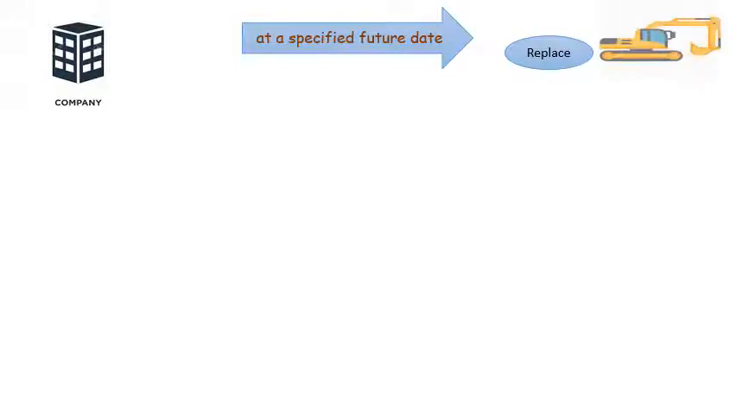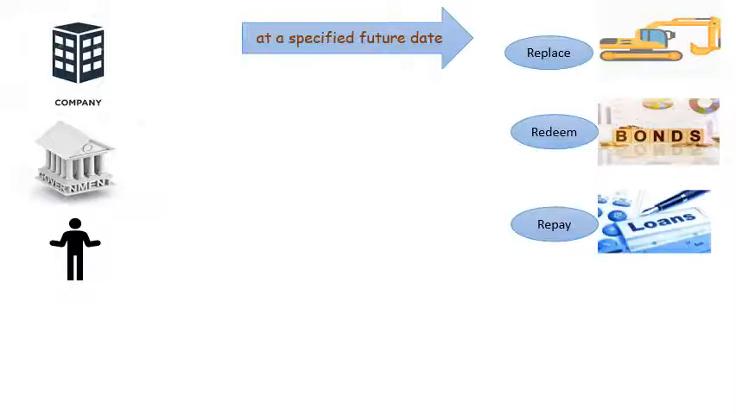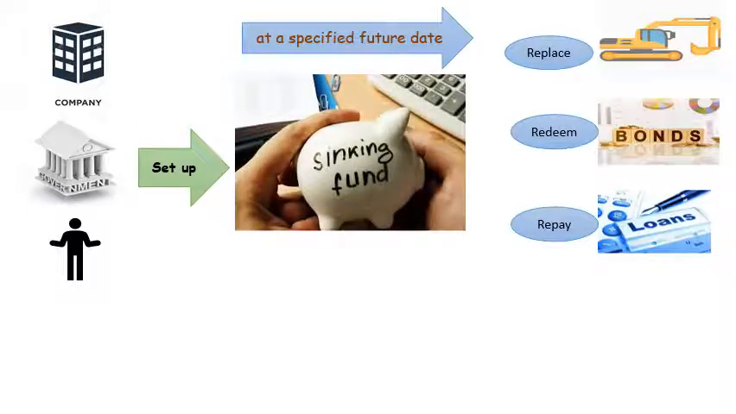Different business entities like a company may need an amount of money at a specified future date to replace equipment, and the government may need an amount of money at a specified future date to redeem outstanding bonds, and even a person may need an amount of money at a specified future date to repay a loan. So the best practice for each one of these entities is to set up a sinking fund.